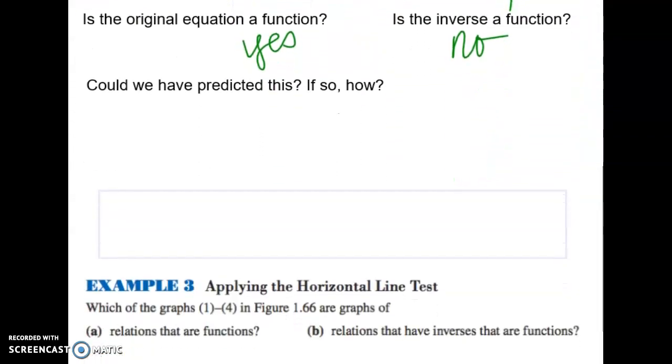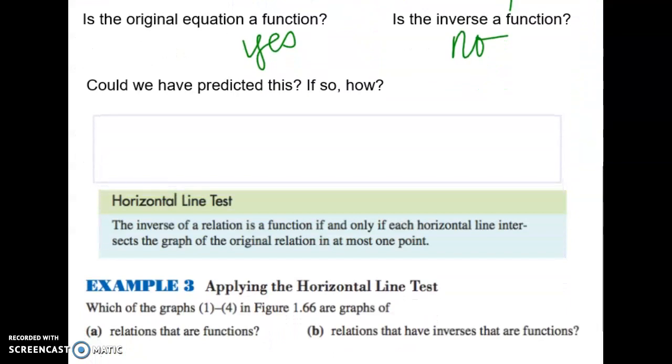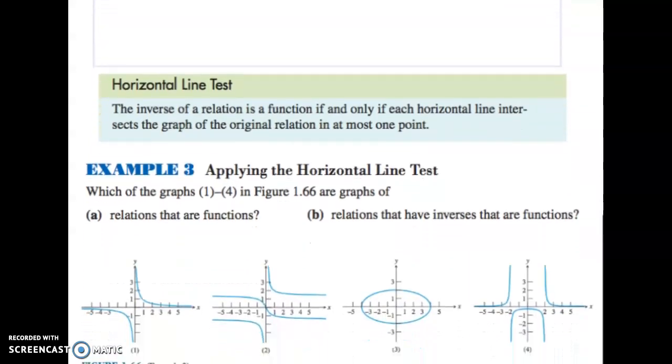Well, you could have predicted that by the horizontal line test. So the horizontal line test, you could just take your original function, vertical line test it, yes or no, it's a function, and then horizontal line test it, and that tells you if the inverse is going to be a function, which is pretty slick. Okay, so let's just apply the horizontal line test to a couple to figure out how that would work.